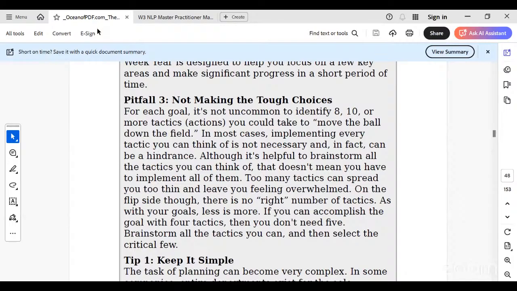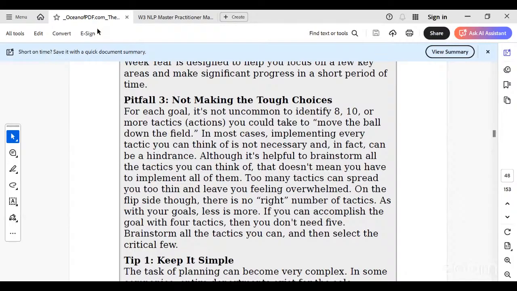For each goal, it's not uncommon to identify 8, 10, or more tactics you could take to move the ball down the field. In most cases, implementing every tactic you can think of is not necessary and, in fact, can be a hindrance. Although it's helpful to brainstorm all the tactics you can think of, that doesn't mean you have to implement all of them.